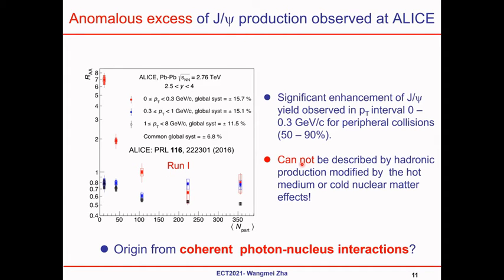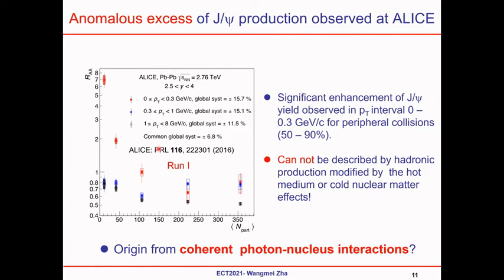Okay, so the past few slides showed the results from the UPC measurements. However, as we know, with the efforts of experiments and also theory, we know that we also have J/psi production in non-UPC collisions, for example, in peripheral collisions.